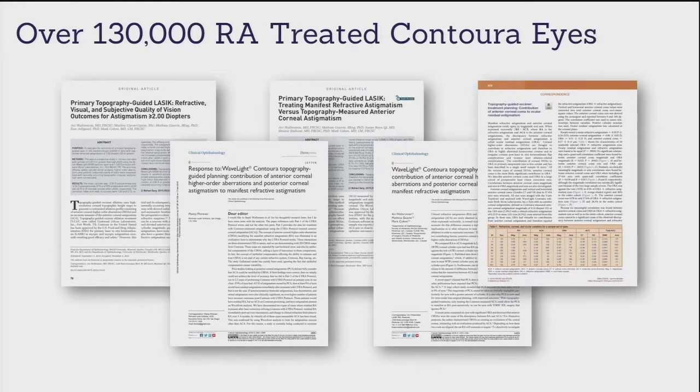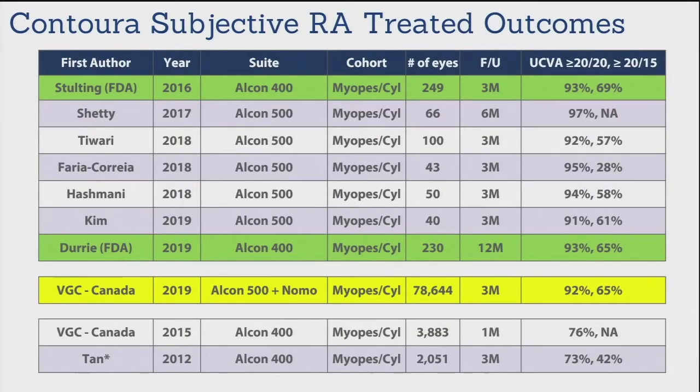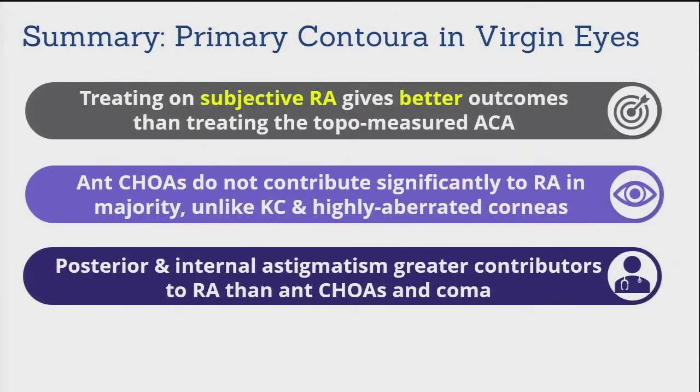Now, our surgeon group has treated over 130,000 Contura eyes on refractive astigmatism, and we have now contributed more than 40,000 eyes of data to the current literature. The FDA study findings treating on the RA have been reproduced in several studies now without pre-selecting perfectly symmetrical corneas, all comers. For us, on almost 80,000 eyes, we report 92% seeing 20/20 and 65% 20/15. Topo-guided provides outstanding results.